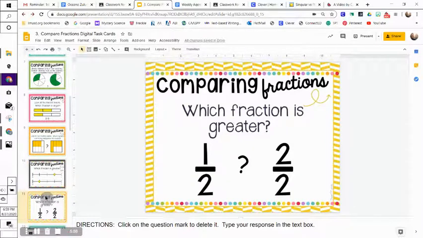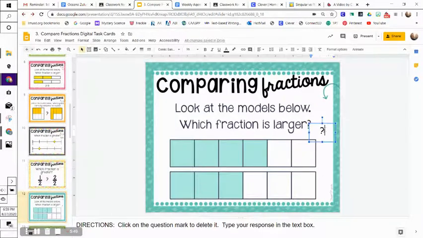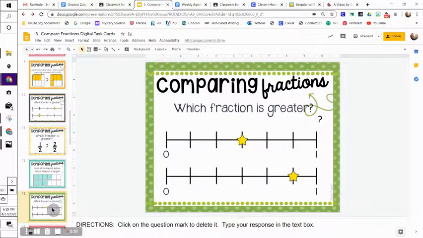Here, it doesn't have a model, but this is a challenge question. I want to see if you guys can get it. Which fraction is greater, 1/2 or 2/2? See if you can draw a picture, maybe on a Post-it or on a piece of scratch paper, and see if you can figure this one out on your own. Okay, here you're just figuring out again which one is larger, and you're just going to type in that fraction right there where the question mark is.